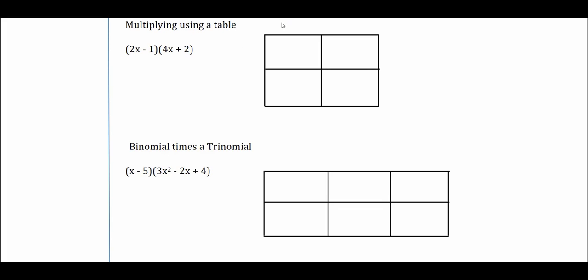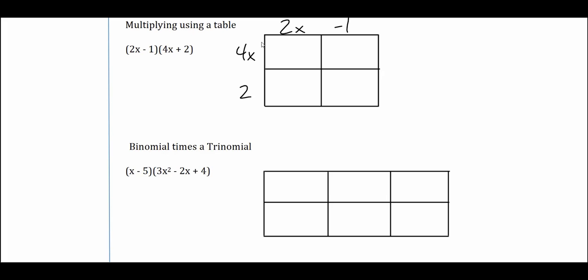2x minus 1 goes 2x in one box, -1 in another. 4x plus 2 goes 4x and then 2. So one's got to be on the top and one's got to be on the side. It doesn't matter where they go, as long as one's on top, one's on the side.